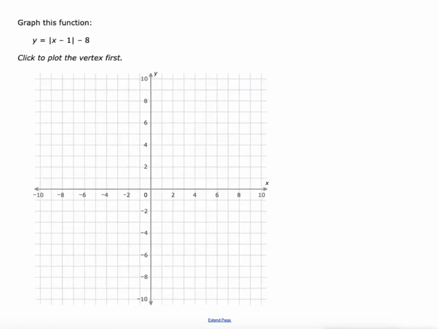Okay, this one changes things up a little bit now. Let's identify the vertex first, and maybe you'll start seeing a pattern here. The vertex this time is at (1, -8), right here. Why? Because when I plug 1 in there, it makes the absolute value quantity 0, and then the output would be the absolute value of 0 is 0, and 0 minus 8 is -8. So that's our vertex. Let's make a table of values and complete the rest of it and see what happens.